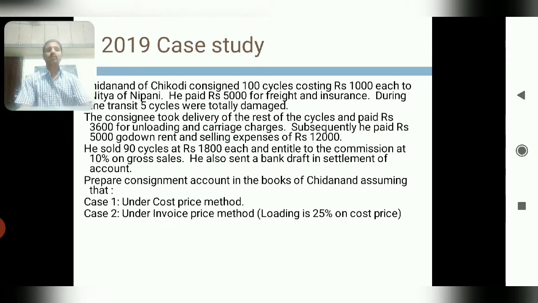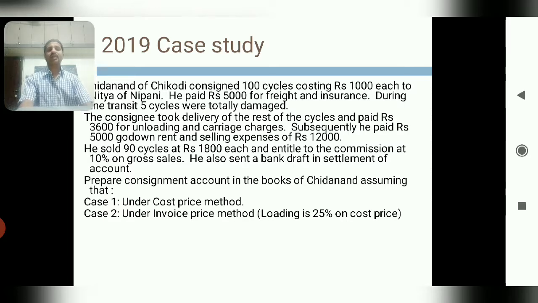Chidanand of Chikkodi consigned 100 cycles costing rupees 1000 each to Nitya of Nippani. He paid rupees 5000 for freight and insurance. During the transit, 5 cycles were totally damaged. The consignee took delivery of the rest of the cycles and paid rupees 3600 for unloading and carriage charges. Subsequently, he paid rupees 5000 for godown rent and selling expenses of rupees 12,000.